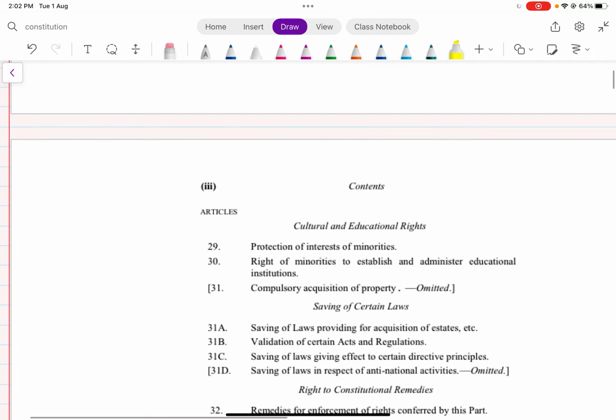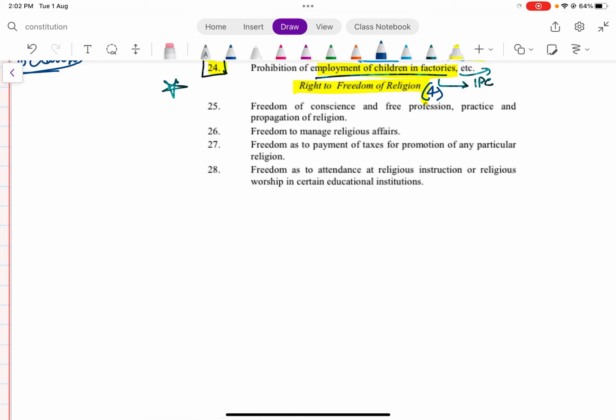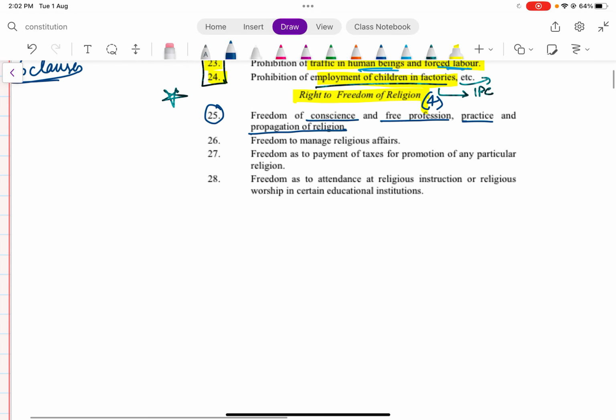I think four sections only. Yeah, four sections. The right to freedom of religion has a batch of four articles. Now, 25 is freedom of conscience, free profession, practice, and propagation of religion. The freedom of conscience, you can say either, both are correct. The freedom of conscience, free profession, practice and propagation of religion.